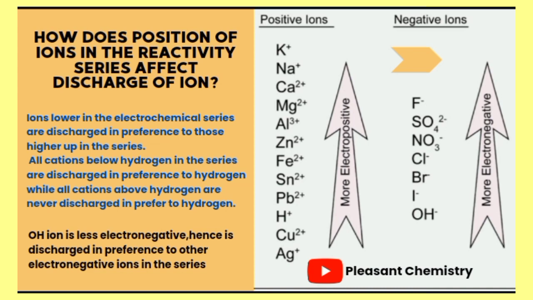So in summary, ions that are less electropositive will be preferentially discharged over the ones that are highly electropositive. The same thing goes for anions. OH minus, which is the hydroxide ion, is mostly preferentially discharged over others in the series. Why? Because it is less electronegative when compared to others.